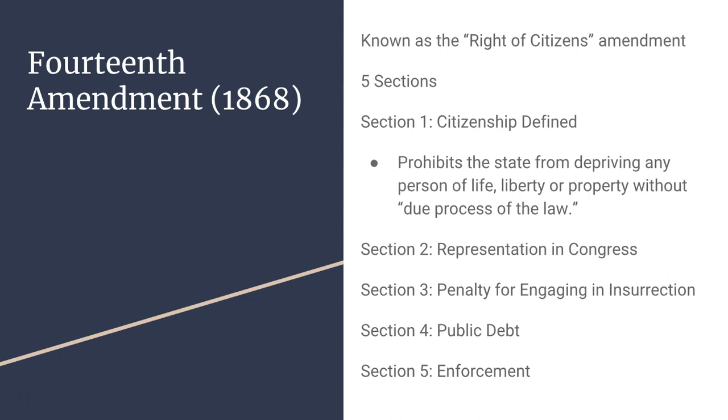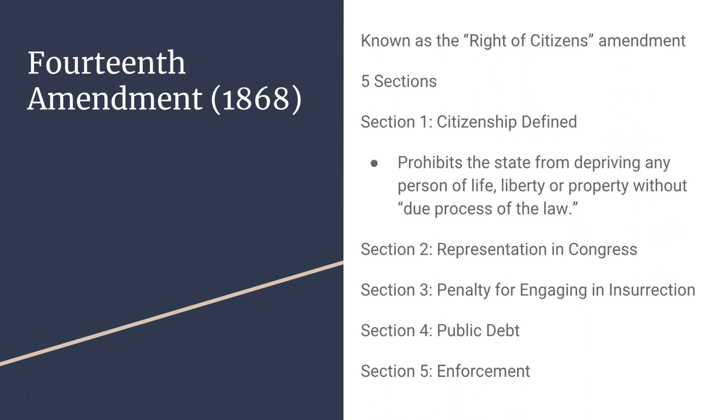Penalty for engaging in insurrection for Section 3. Again, this was to keep former Confederate representatives out of the federal government. But by the end of the Reconstruction period, a lot of them were allowed back into public life. So it wasn't very effective there.